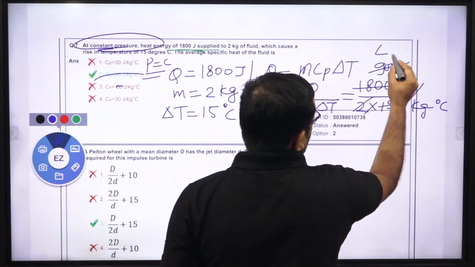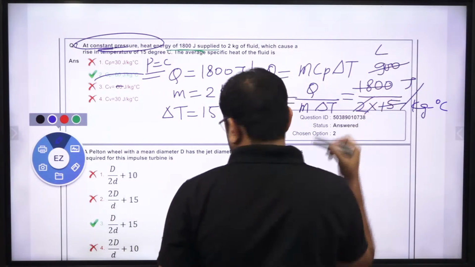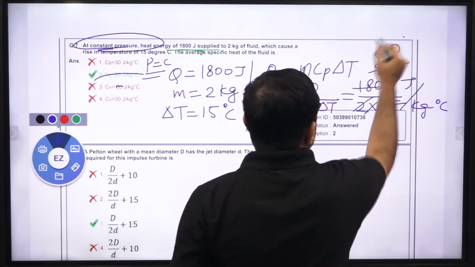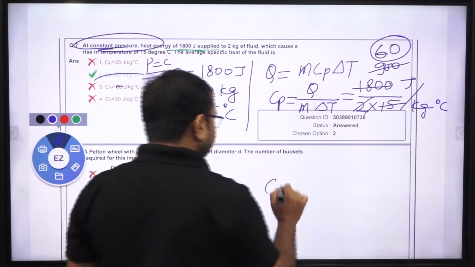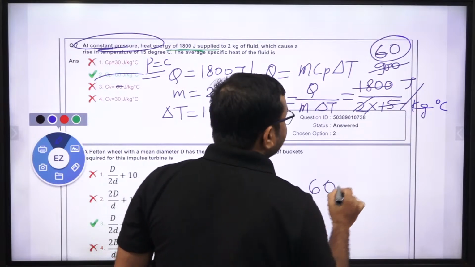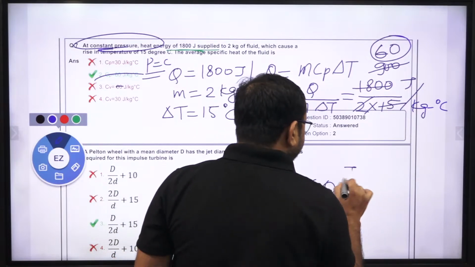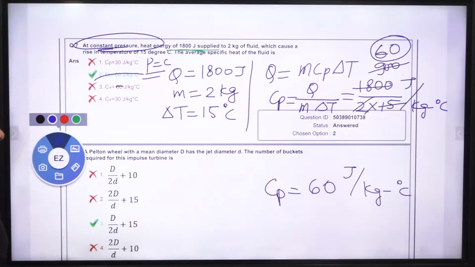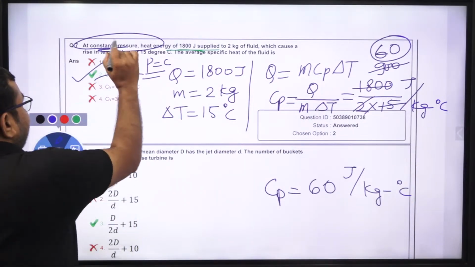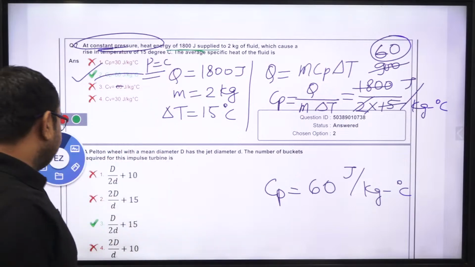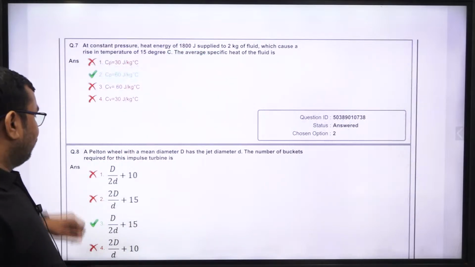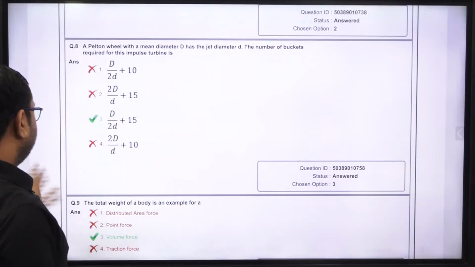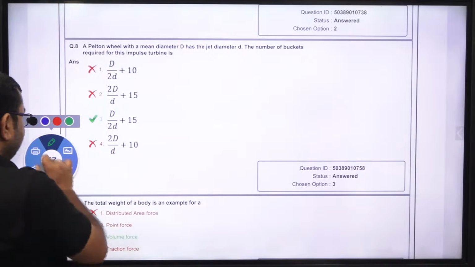Now if you solve this, you will get 60. So the correct answer is Cp equals 60, and the unit is joule per kg degree centigrade. So the correct answer is option C. Okay, so let's see another problem. This is a memory based question. Sometimes these things you must remember.